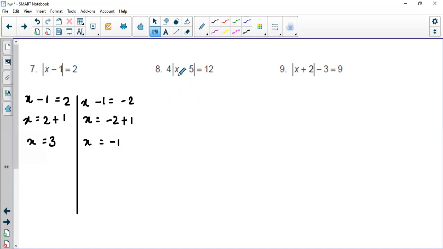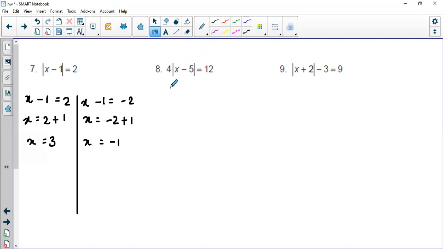Okay, let's move on to this question now. This again, there is a 4 multiplied by the absolute value of x minus 5, right? So of course you have to remove the 4 first. So to remove the 4, what are we going to do? We have to divide because this is multiply.